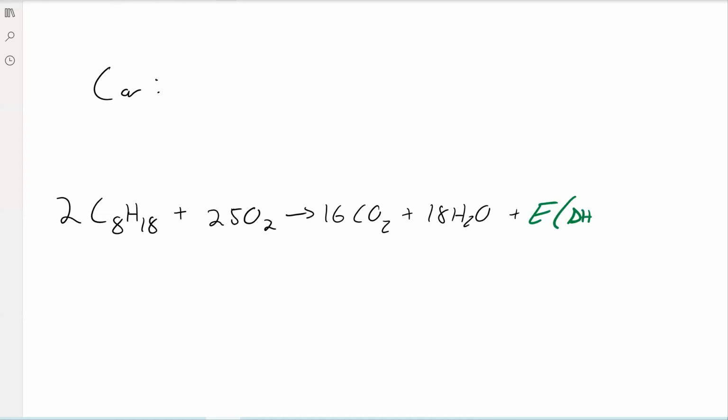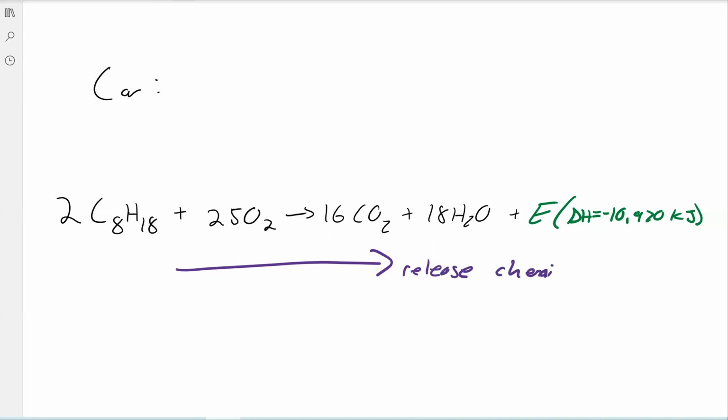In this case, the delta H of this reaction is negative 10,920 kilojoules. And so we can see when we go from left to right, we're releasing energy. And the kind of energy that we're releasing here is chemical energy, which is a form of potential energy. And this potential energy is held within the bonds of the compound, right? So these carbon-hydrogen bonds, they have potential energy. And then when we burn them, we release that energy and form essentially more stable bonds with these carbon-oxygen type of bonds.